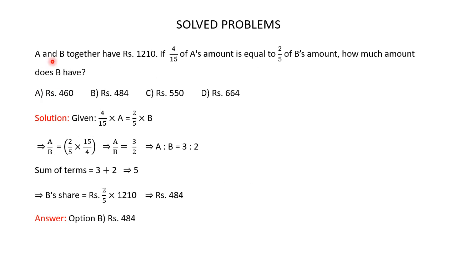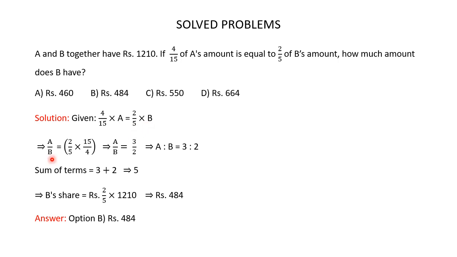A and B together have rupees 1210. If 4/15 of A's amount is equal to 2/5 of B's amount, how much amount does B have? You are given 4 options and you have to find out which of these options is the correct one. Now it's given that 4/15 of A's amount is equal to 2/5 of B's amount. This means 4 divided by 15 multiplied by A is equal to 2 divided by 5 multiplied by B.